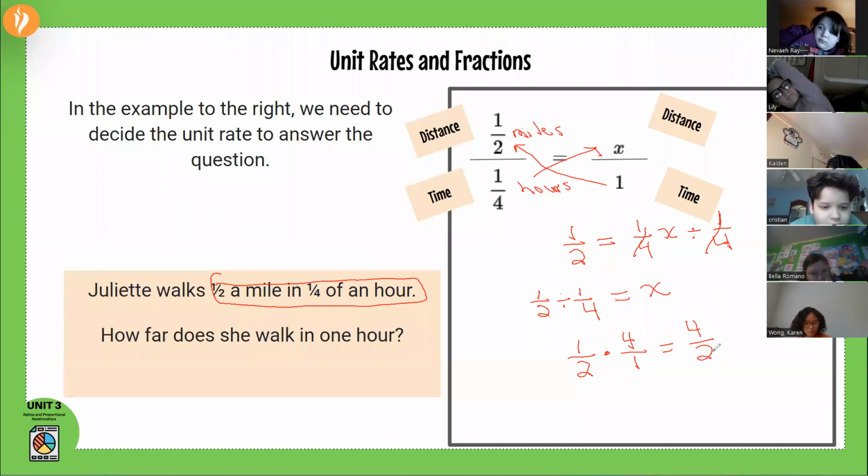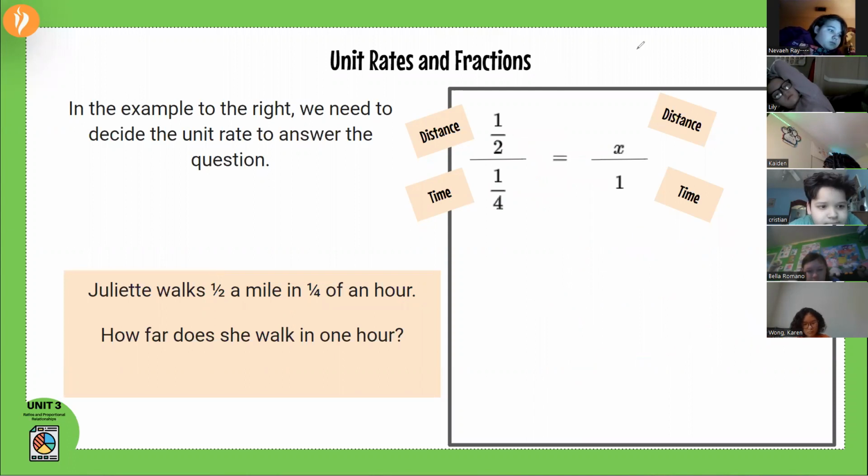And can I simplify 4/2? What's 4 divided by 2? 2. 2 what? 2 miles per hour, right? So if Juliet walks half a mile in 1/4 of an hour, it makes sense that she would walk 2 miles per hour. Any questions about that? Everybody good?